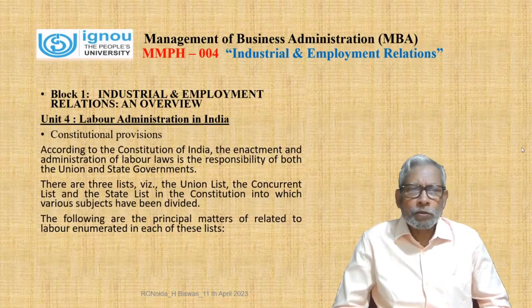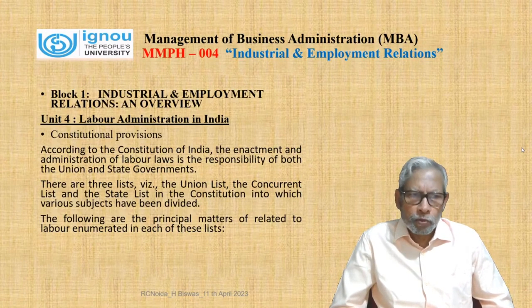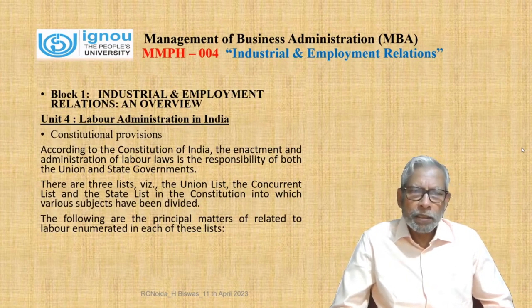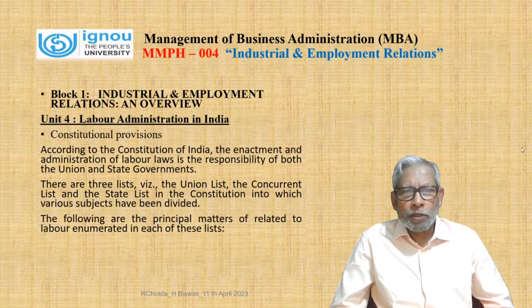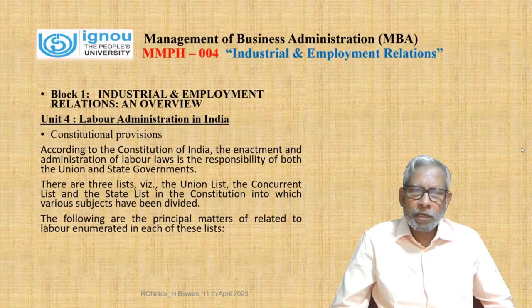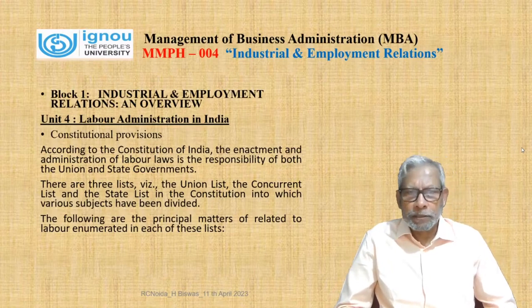According to the Constitution of India, enactment and administration of labor laws is the responsibility of both the union and the state governments. So the responsibility lies with the central government, that is the union government, and the state governments, and everybody has to follow the Constitution. There are three lists: the union list, the concurrent list and the state list, into which various subjects have been divided.